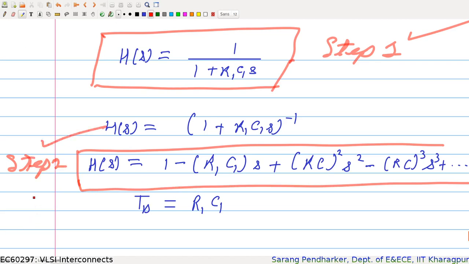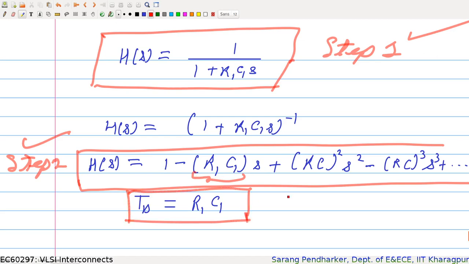So step 2 is also check that I have expanded H of s in powers of s, and then I have to collect the coefficient. So note that here the coefficient of s to the power 0 is already 1. What is my other term? My other term is R1 C1. So this is my Elmore delay.